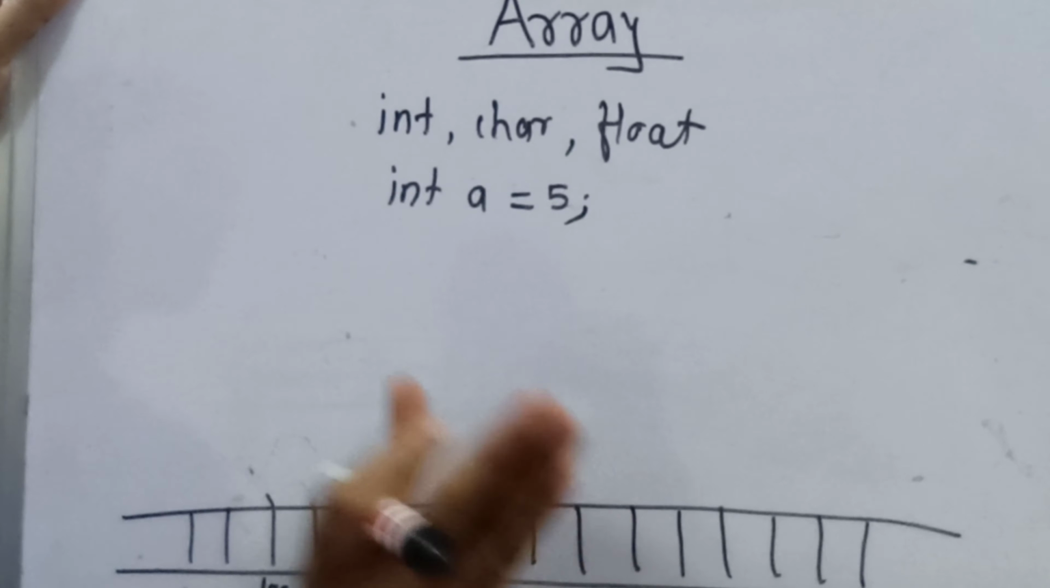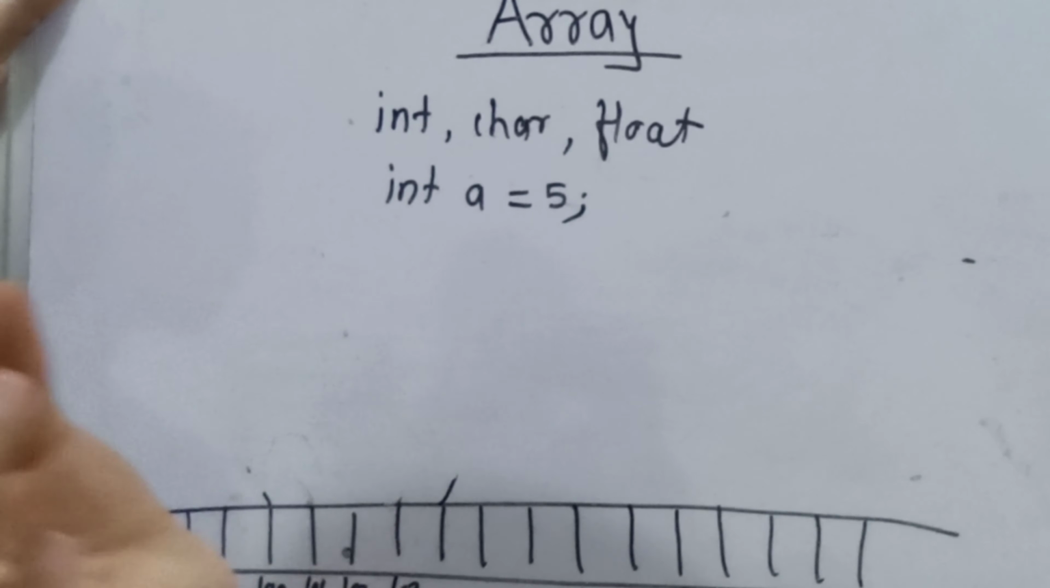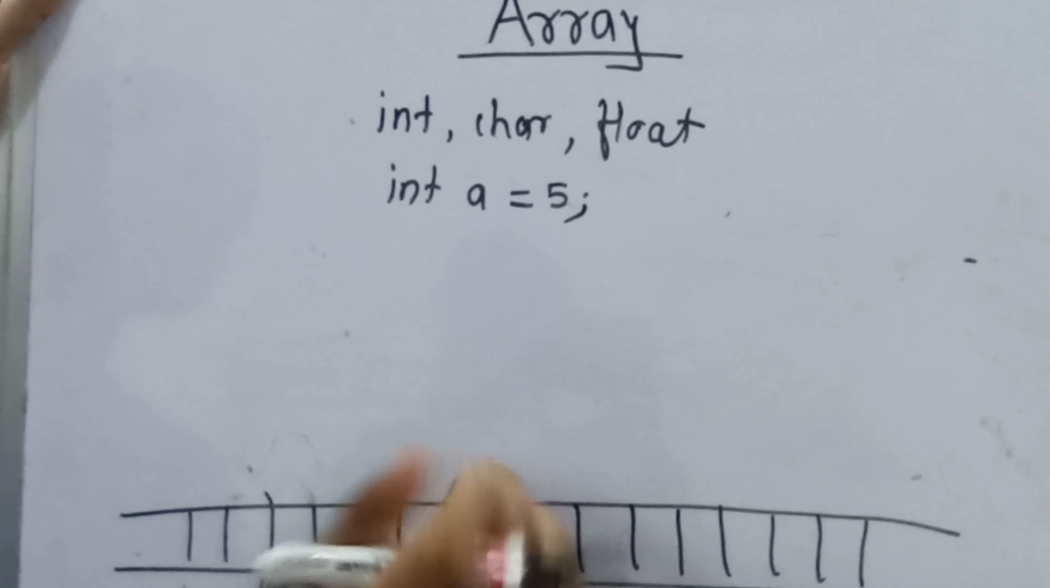So what is an array? It is a collection of elements of similar data types. The word similar is very important here.